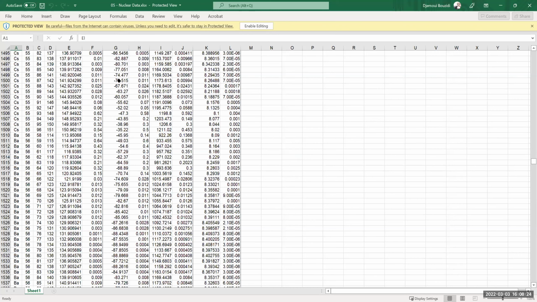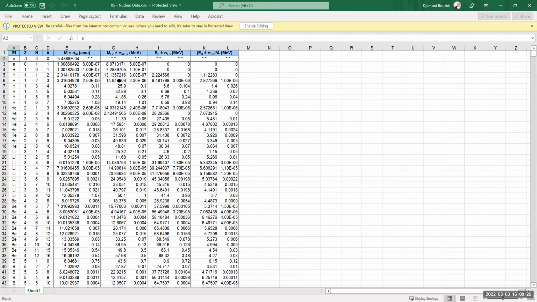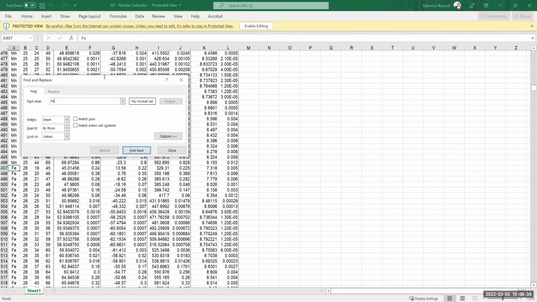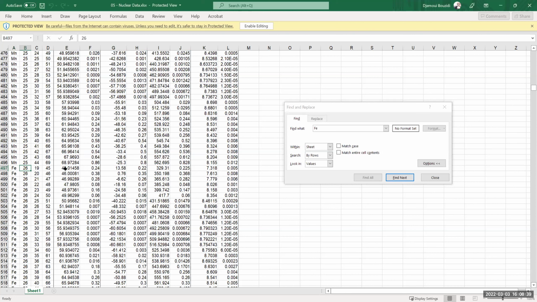Okay, let's say, for example, I'm here and I'm looking for uranium, okay? Or let's say, for example, iron. Control F, and then I find iron. And the symbol is Fe. And if I do find next, it's going to take me to where I need to be. Obviously, when you're doing this lab, I have to look for the specific isotope that they're talking about. B is usually the atomic number, and the number of ions, Z and A.